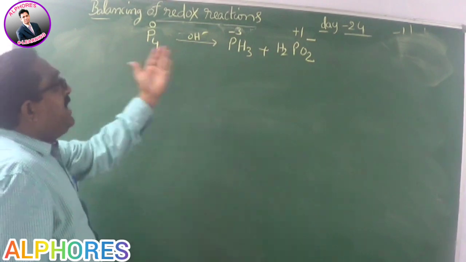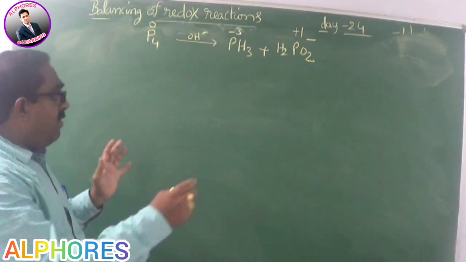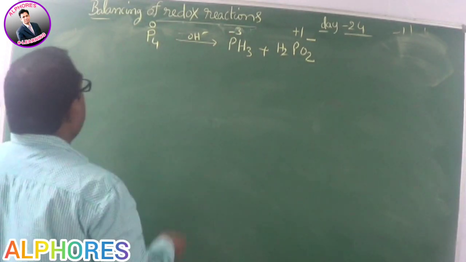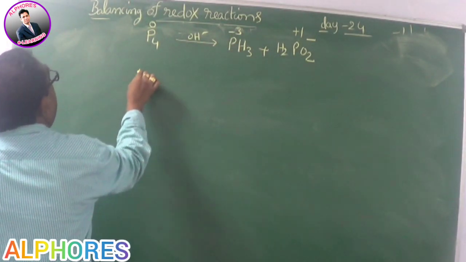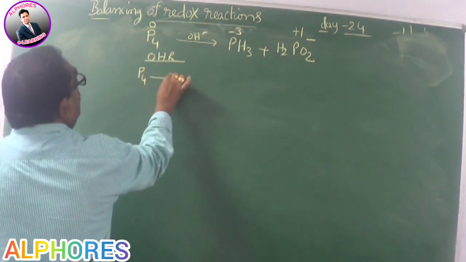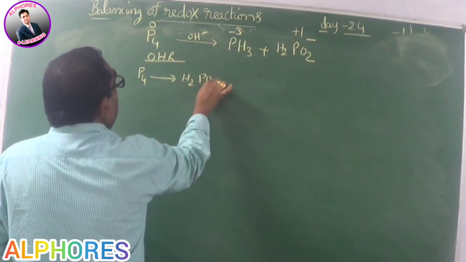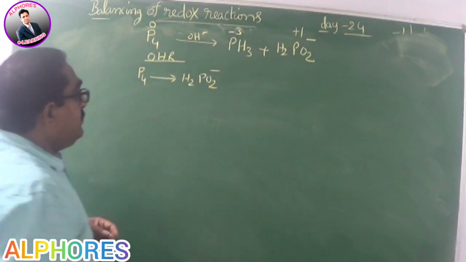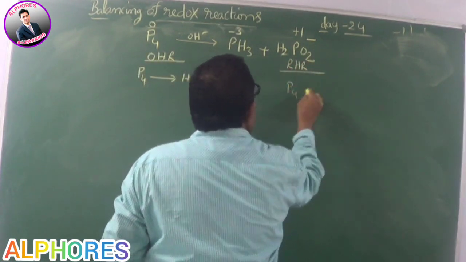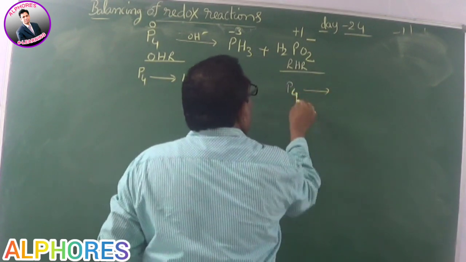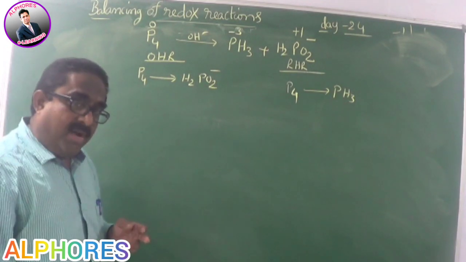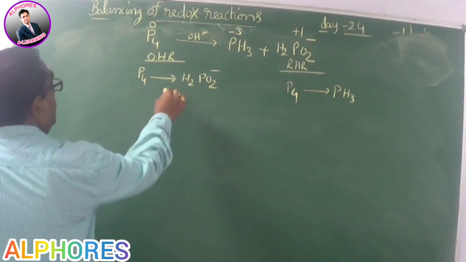Now let me split into 2 half reactions. Now we have all the rules to balance the reaction. Please follow step by step. Let me write the oxidation half. I am writing the heading also. P4 gives rise to H2PO2 minus. Next, the reduction half reaction: P4 gives rise to PH3. Let me balance the elements, oxygen and hydrogen, first of all.